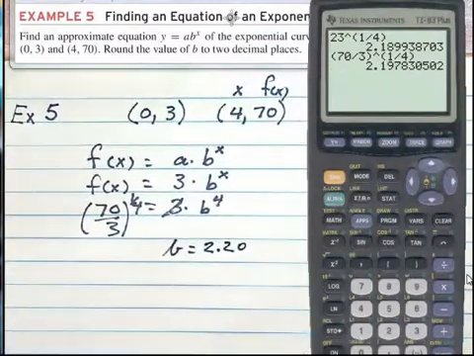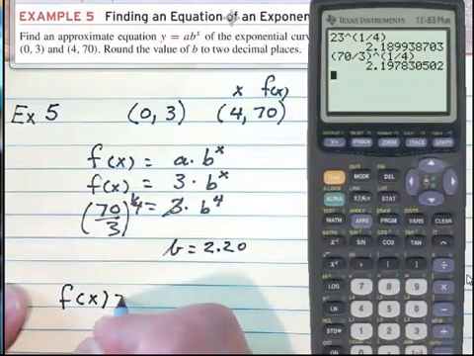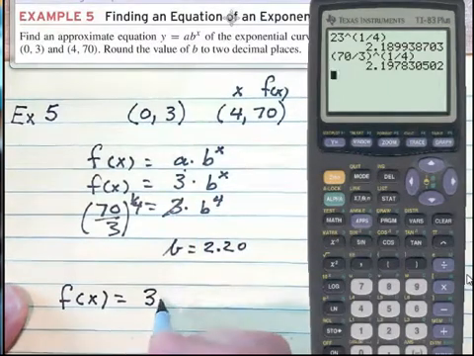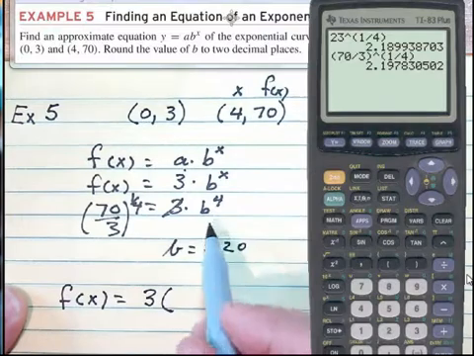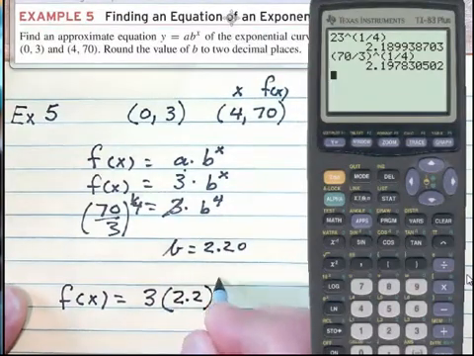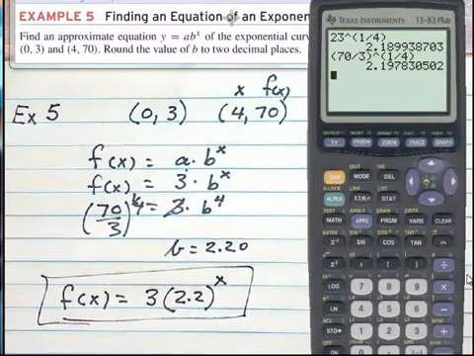So therefore our function, our exponential function, would be f of x equals a, which is 3, times, I'll put it in parentheses this time, b, which we found was 2.20, raised to the x. That's the exponential function that goes through those 2 points.